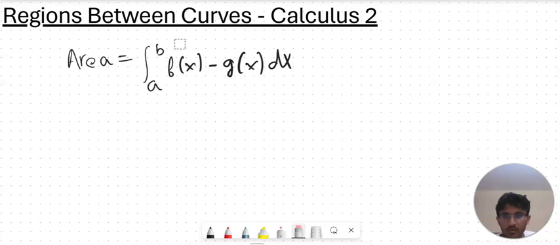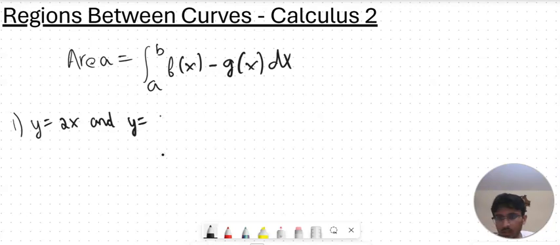When we are talking about regions between curves, we are talking about the area between those two curves. So how do we find that? We find that by finding the integral from a to b of f of x, which is usually the top function, minus g of x, which is the bottom function. So let's have a look at a problem. For example, if we are given y equals 2x and y equals x squared plus 1. Number one step, draw it out.